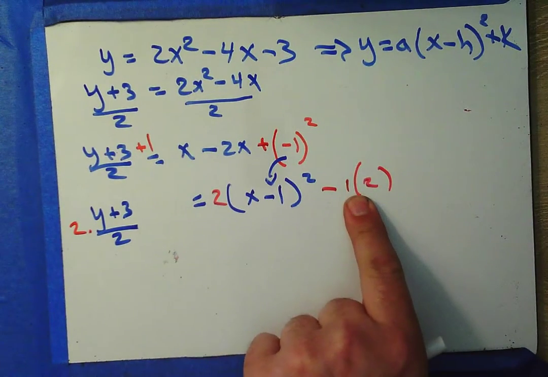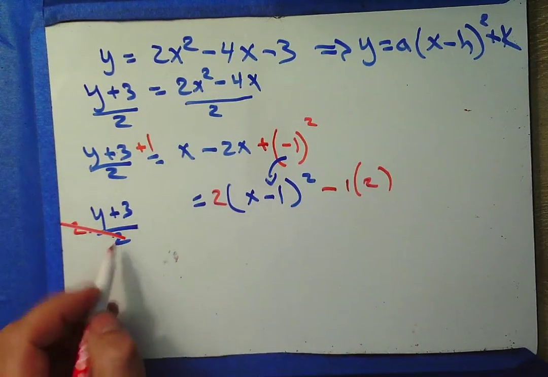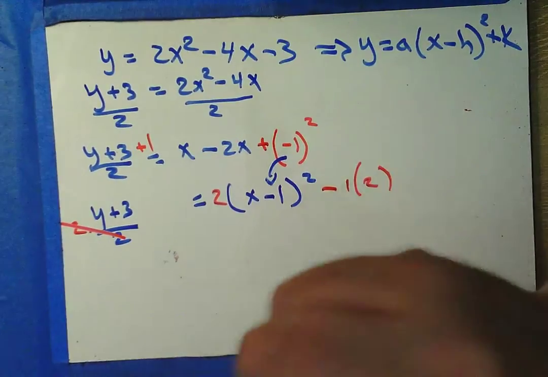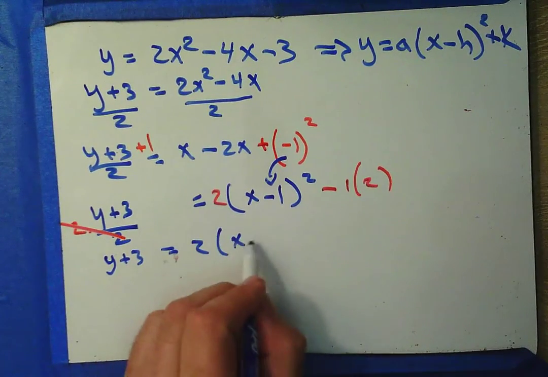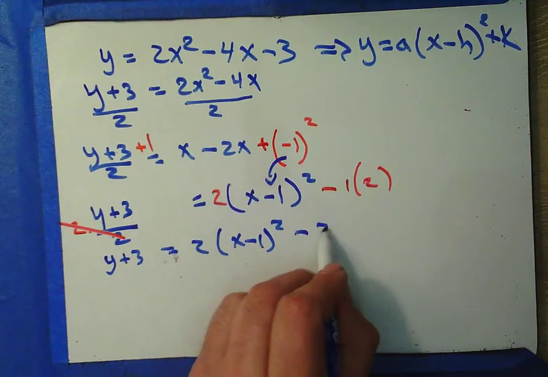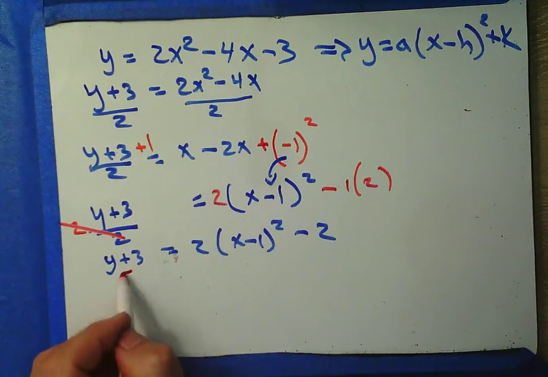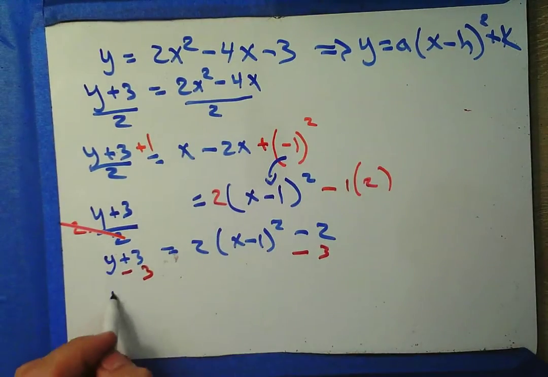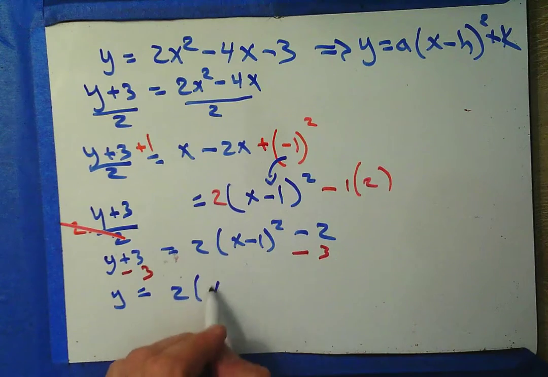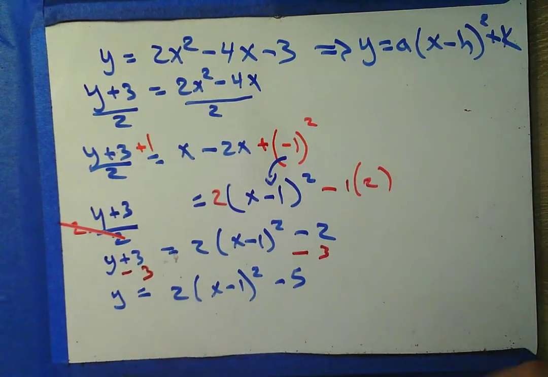And most students forget to multiply by 2 over here. They're so busy multiplying by 2 here. And so now we've got y plus 3 equals 2x minus 1 squared minus 2. And then finally we subtract 3 from both sides. So if I subtract 3 and subtract 3, I'm going to have y equals 2x minus 1 squared minus 5. Now I'm ready to start graphing.